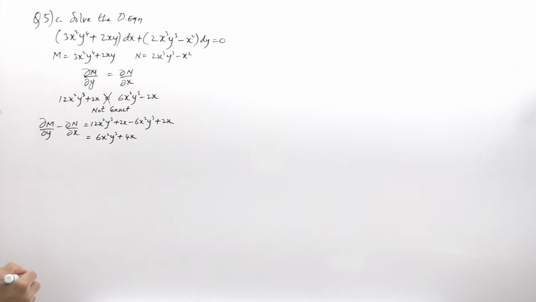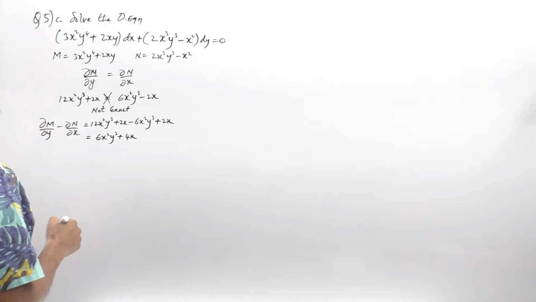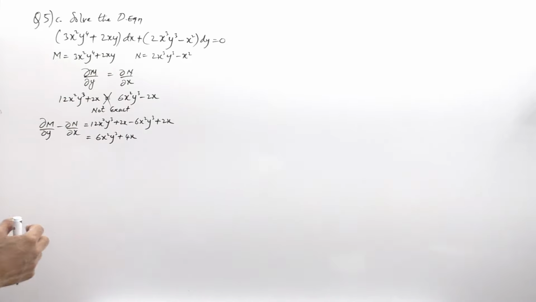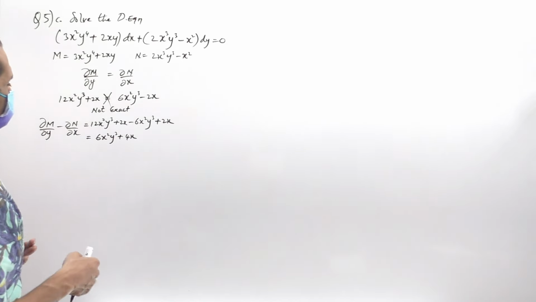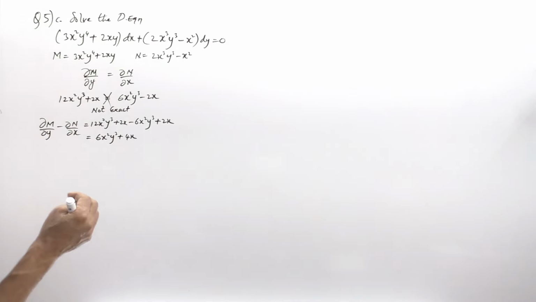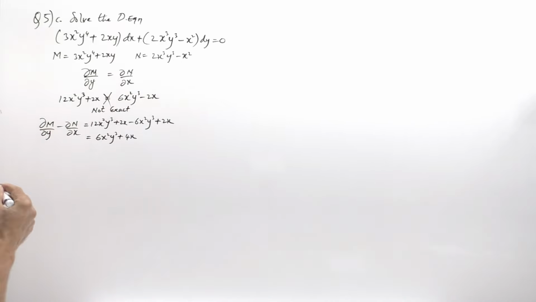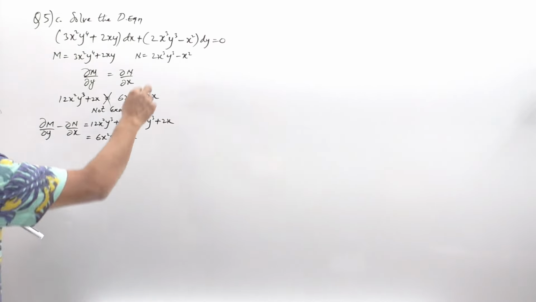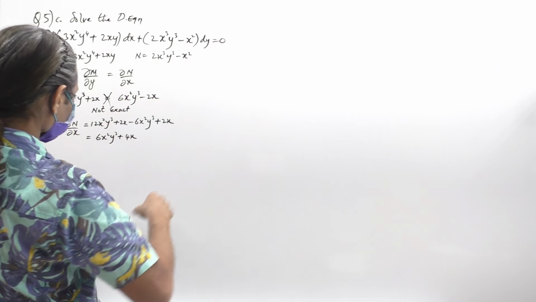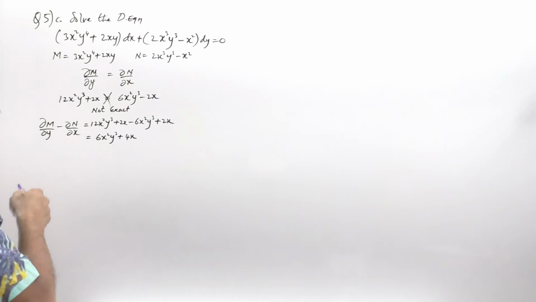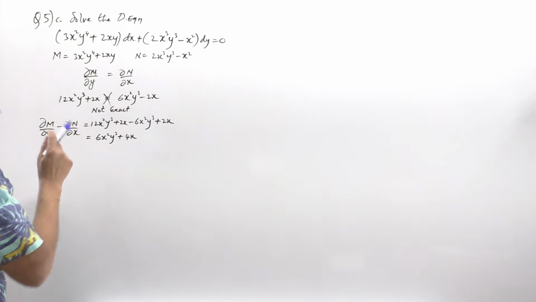Fine. What I can do is take x outside. Now this is close to what? It should be close to either M or N. How can you find out? See, in N there is a minus sign, so it is not close to N. It can be close to M. Just let's check it.